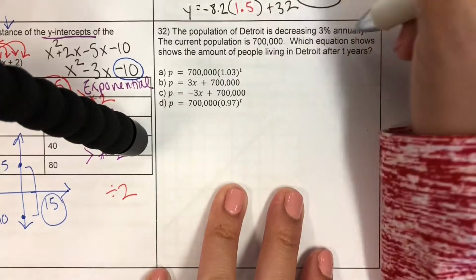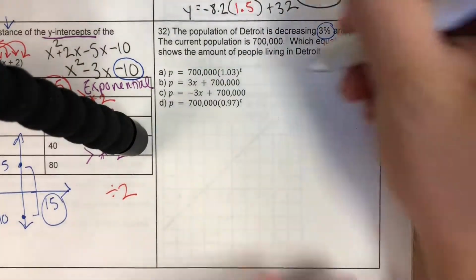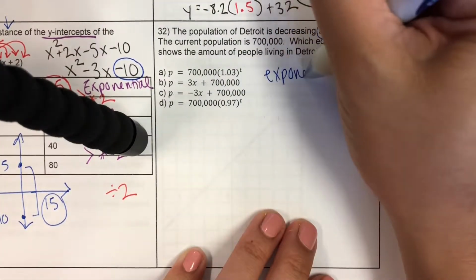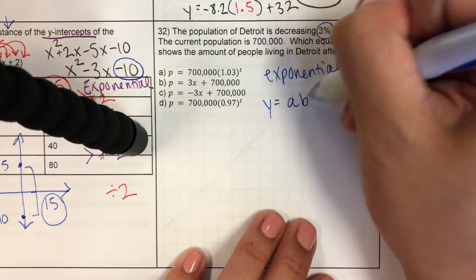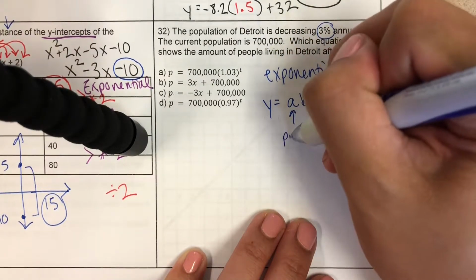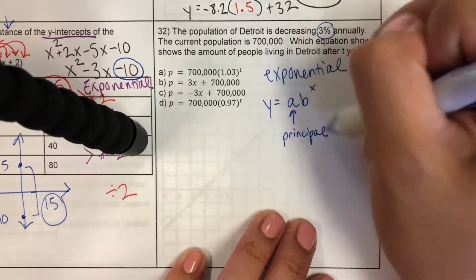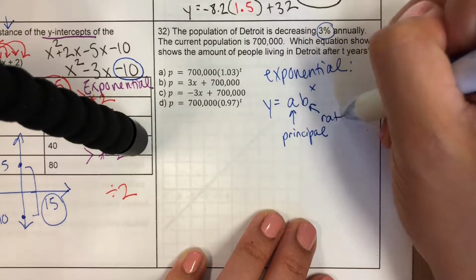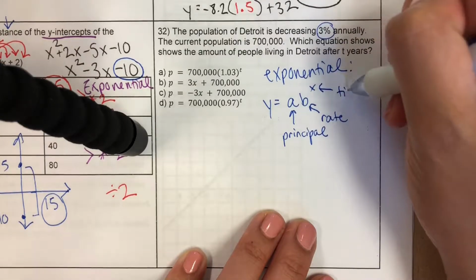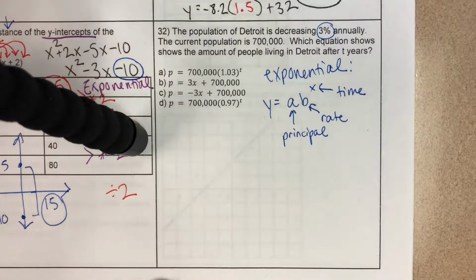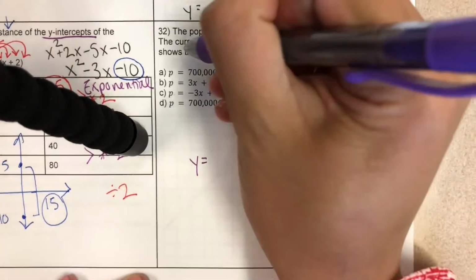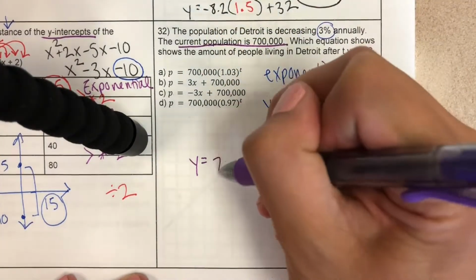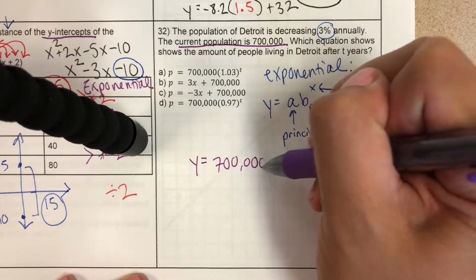I have a percentage here, 3% annual, so this is going to be an exponential function, which I know is in the form y equals a b to the power of x, where a is my principal, b is my rate, and x is time. So that's really simple if you remember that. I begin with y equals, my principal current population is 700,000.